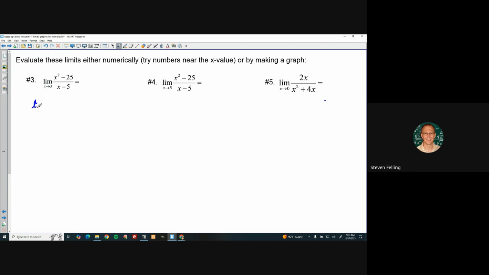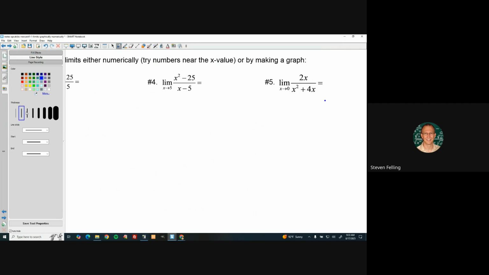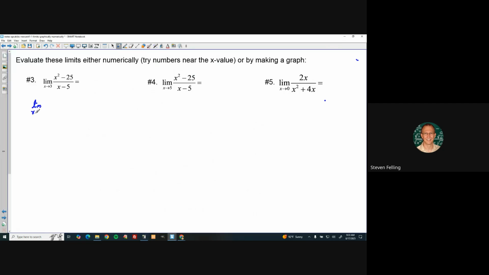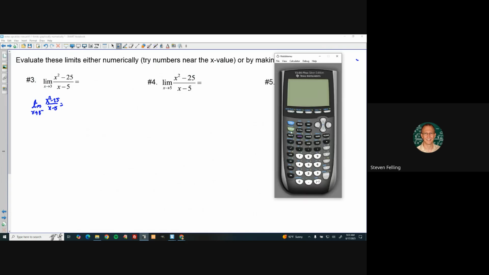So first I'm going to take the limit as x approaches this target value 3 from the left. We always have to have a function expression in here. So I'm going to copy that. Okay, and I'm going to do this with calculator graphs, or with calculator functions. So let's go back as if we were graphing this function. So this is x squared minus 25, and then divided by x minus 5.